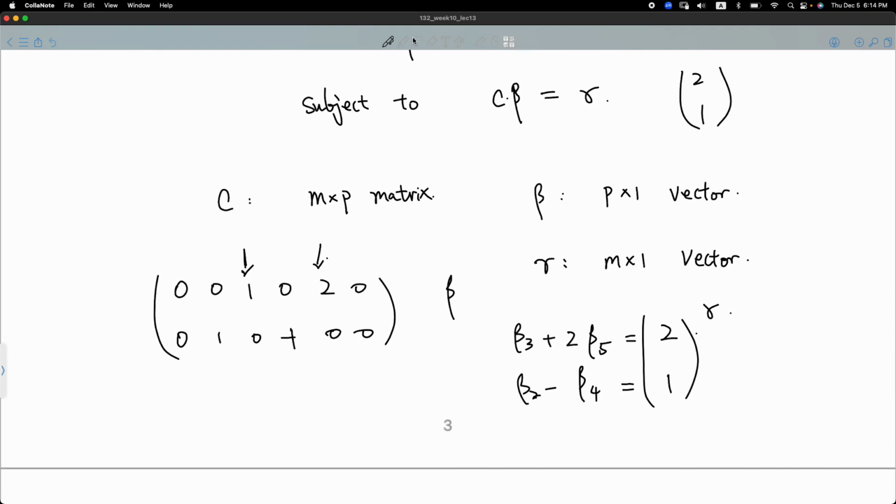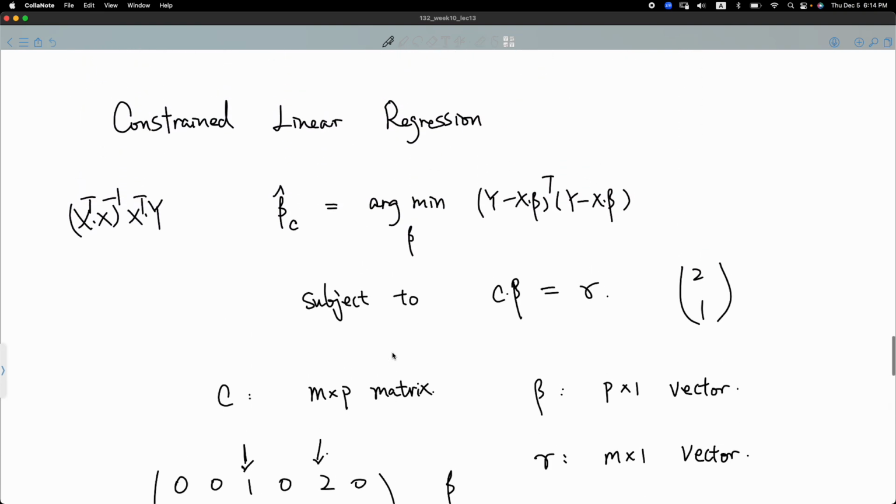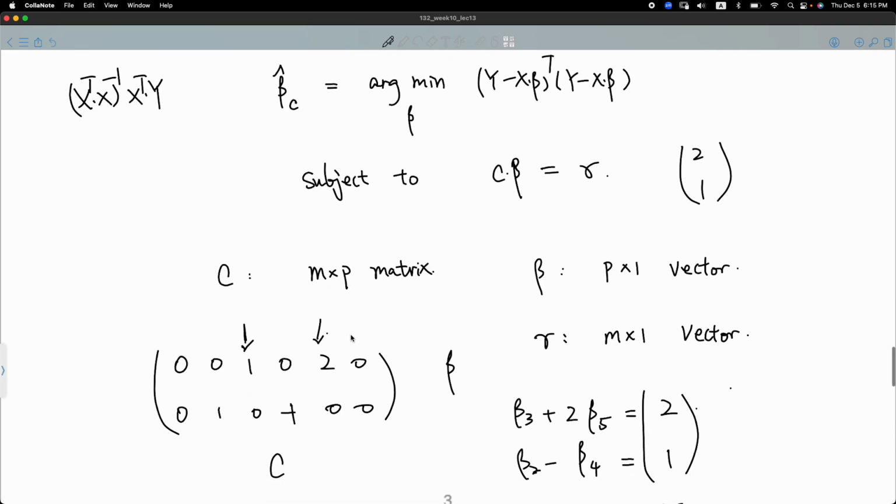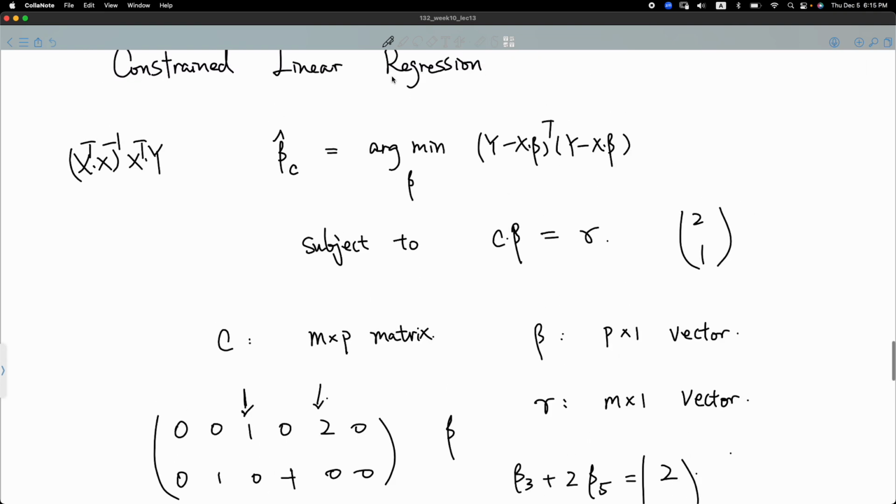Okay, so let's say this is your matrix C, and this is your vector gamma. Okay. So, just to reiterate, you not only want to fit a linear regression model, but you also think that there's some relationship between the features. So that's why you add an additional constraint to your linear regression model. So that is called the constraint linear regression model.